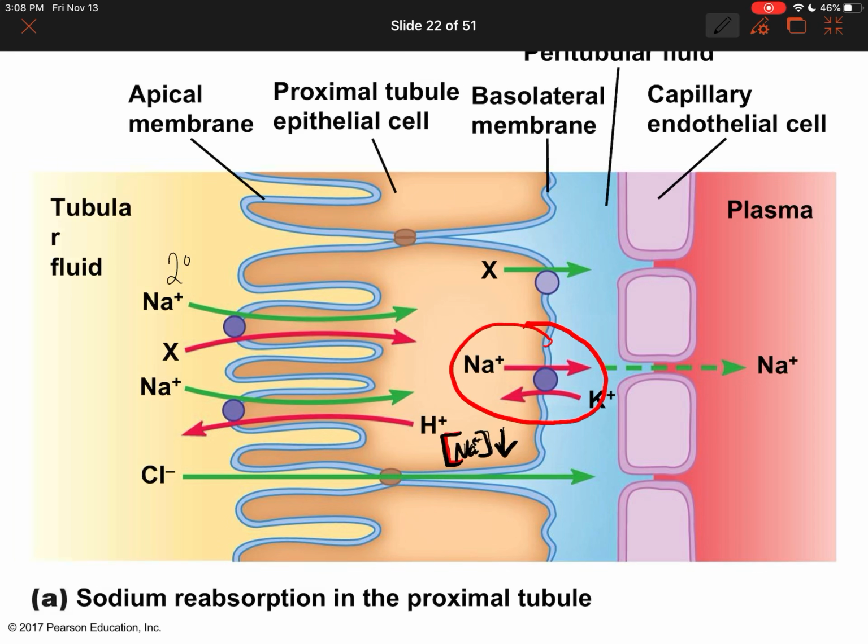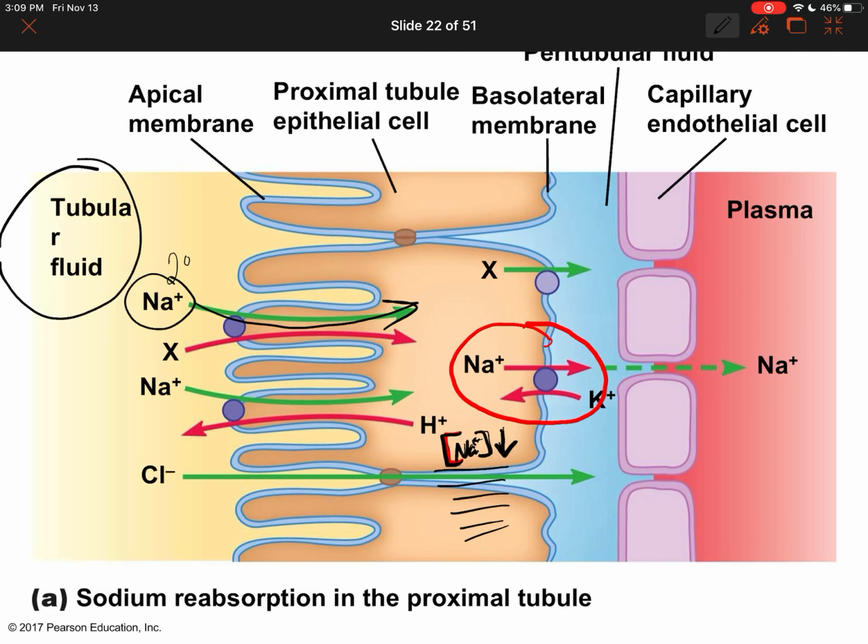So there's going to be a natural gradient, right? Since sodium is low inside the cell, there's going to be a natural gradient for sodium to leave the tubular fluid and enter into the cell. So this is created by our active transport. The movement of sodium down its concentration gradient is considered secondary active transport, because the ATPase pump, the sodium-potassium pump, set up that concentration gradient.